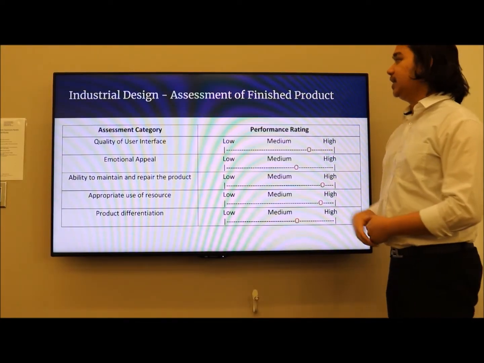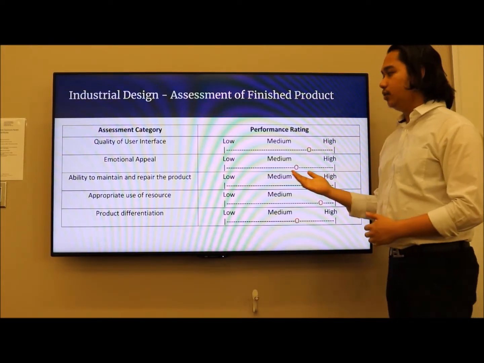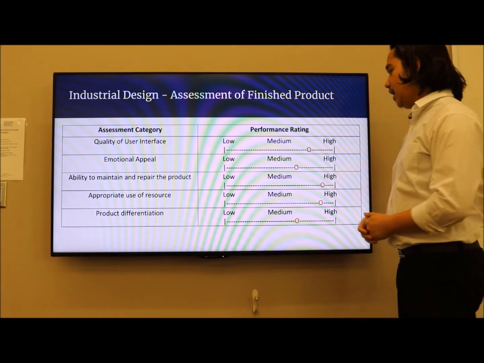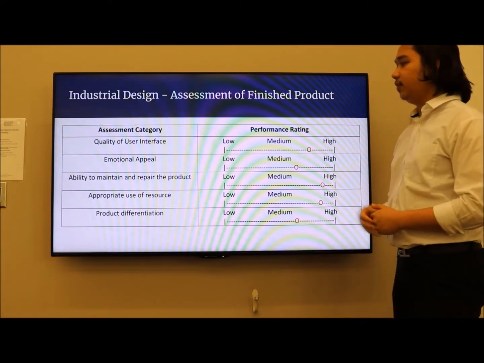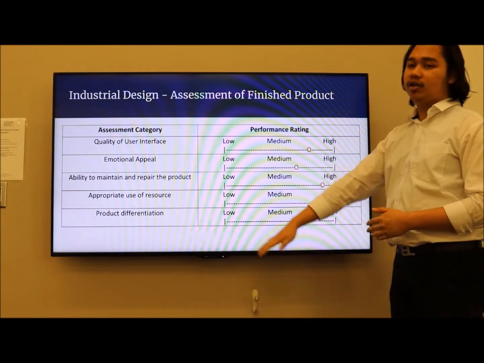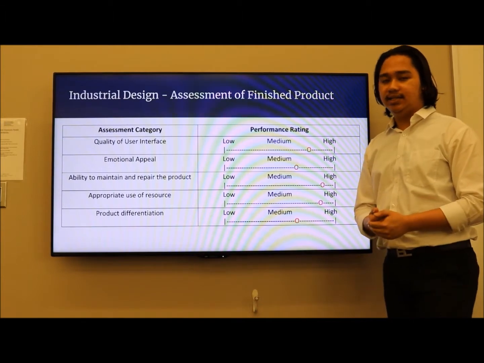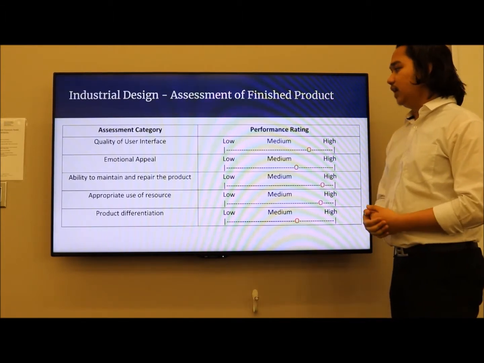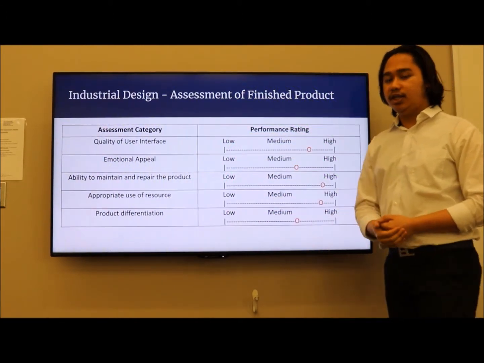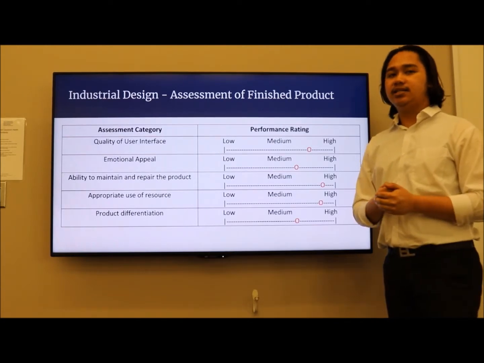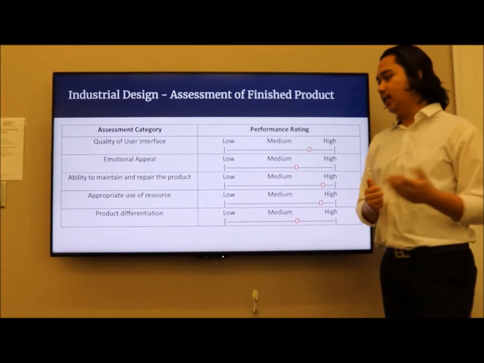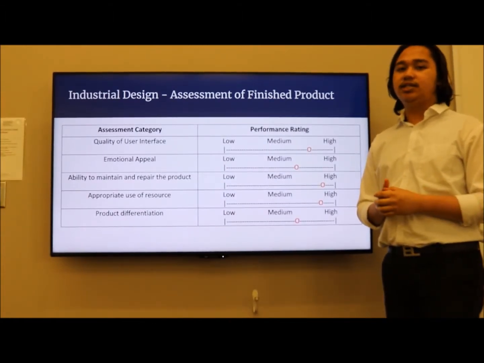Next, we move on to the assessment of our finished product. As you can see over here, we've done a performance rating on 5 assessment categories, and most of the categories receive a high rating except for emotional appeal and product differentiation. This is because, as mentioned before, emotional appeal and product differentiation fall into the aesthetic needs. That is why they receive a lower performance rating. And when talking about product differentiation, the parts used in our BRG project are similar to products available on the market, but the concept demonstrated is unique in itself.